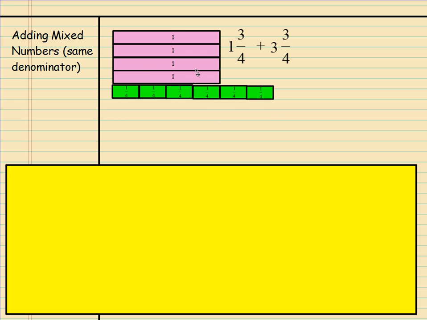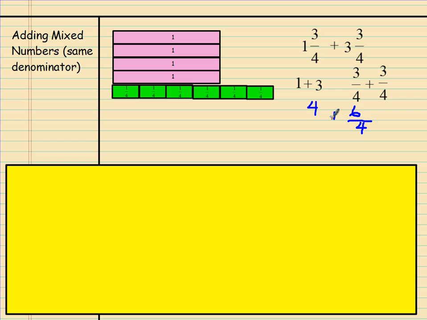Did you see what we did? We put the wholes with the wholes. So what we can do is put the wholes with the wholes. 1 and 3. What is 1 plus 3? That is 4. Then the fraction with the fraction. 3/4 plus 3/4. They have the same denominator, so we add the top, we get 6/4. So essentially we have 4 and 6/4, which is what we have here.